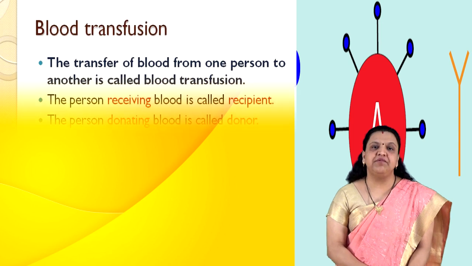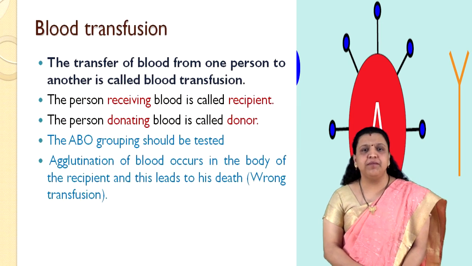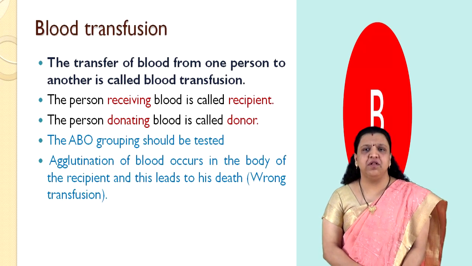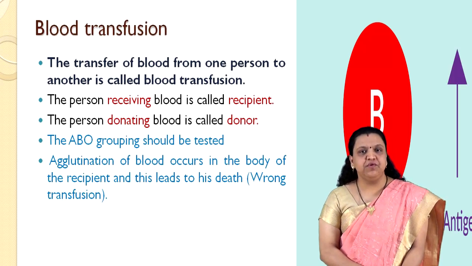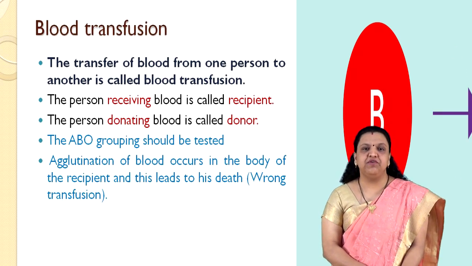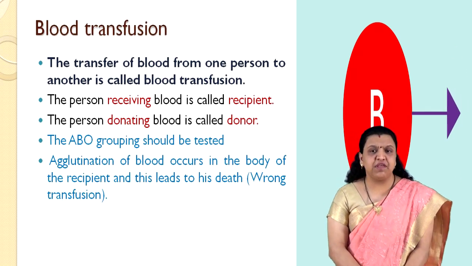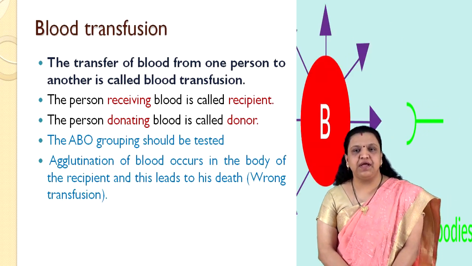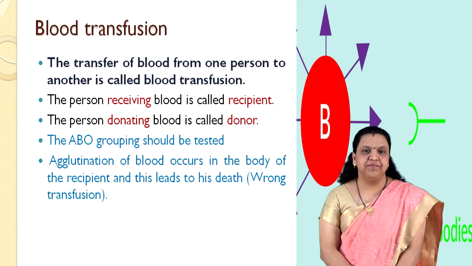When we talk about blood transfusion, the transfer of blood from one person to another is called blood transfusion. The person receiving the blood is called the recipient, and the person donating the blood is called the donor. In blood transfusion, the ABO grouping should be tested. When a recipient receives a wrong blood group, agglutination of the blood occurs in the body of the recipient and it leads to his or her death.